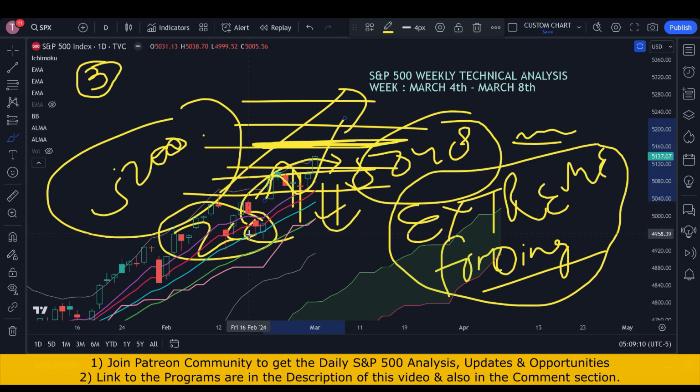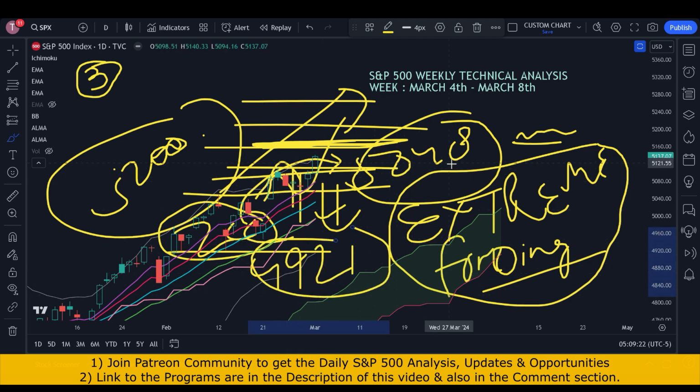If it gives two consecutive closings below 5048, in that case it will be coming down. Coming down to what? Then it will be coming down to this level, that is 4921. Around 5048 there are many stop losses, and just below 4921 also many stop losses.